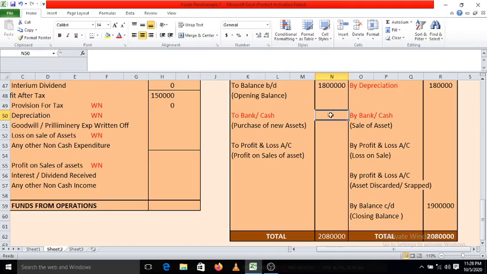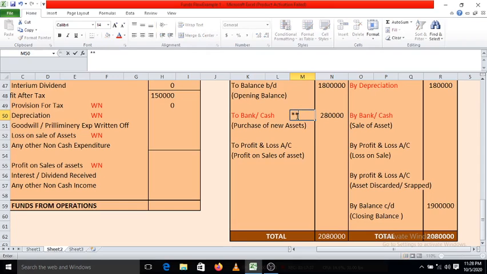Here we have to find out the missing amount. Suppose I put a formula here: this total minus this one, that comes to 2,80,000. And what is that 2,80,000? Obviously bank or cash. It means this is the amount of additional fixed asset purchased during the year. So this is the missing amount. I have marked it in red.